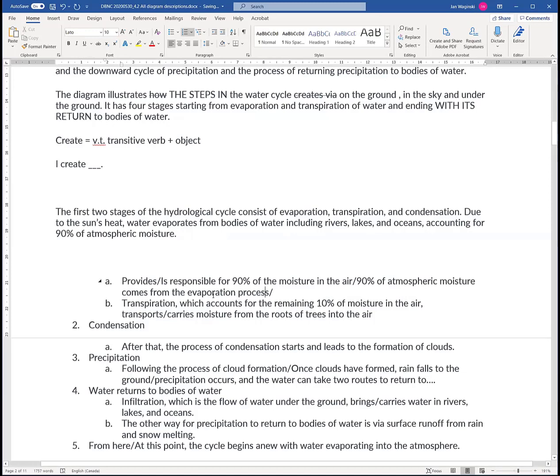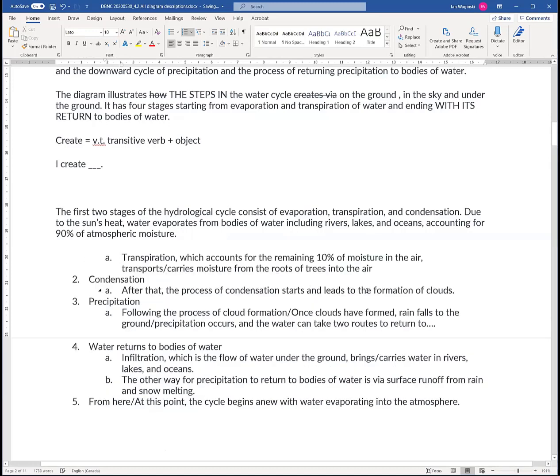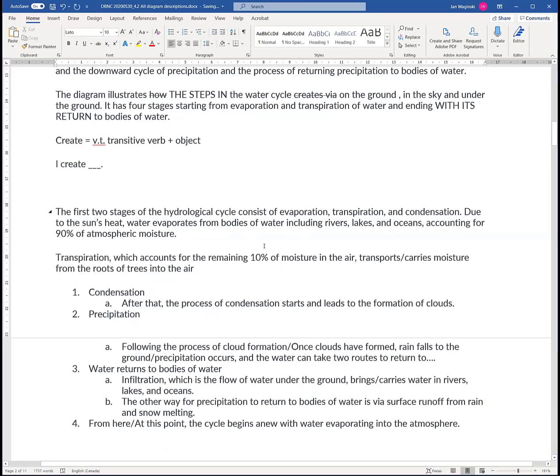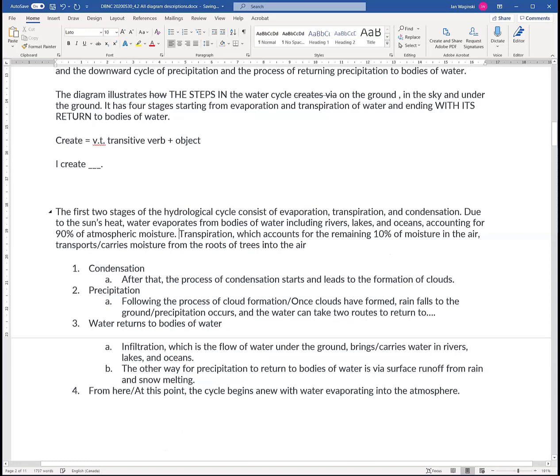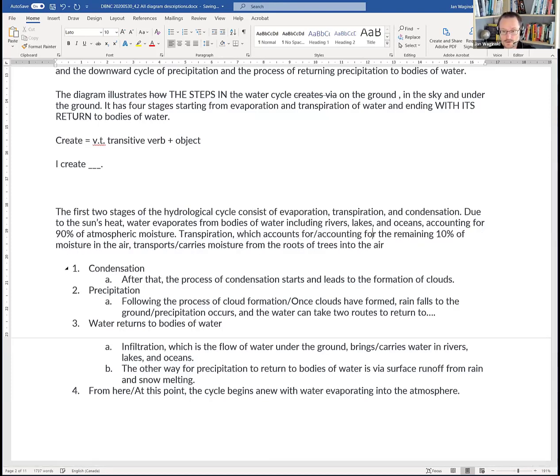transpiration. Maybe the remaining 10% of moisture in the air comes from transpiration. Can we just keep the one we've got? But maybe we want to change accounts. Transpiration accounts for the remaining 10% of moisture in the air. And we can do the same thing, if you want to: which accounts for, accounting for.